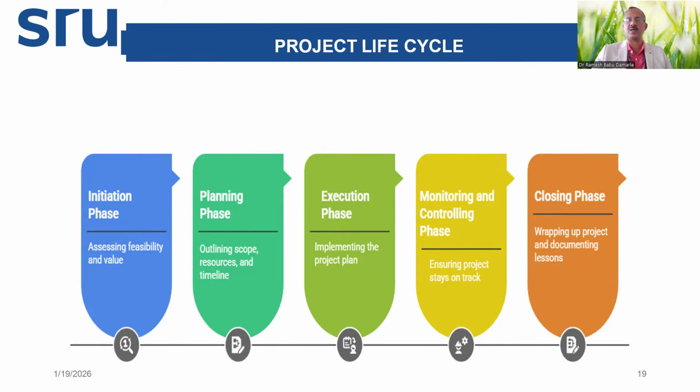The next phase is the monitoring and controlling phase. During execution, we need to carefully monitor and control the project so that it is on track, on scope or budget or schedule. In the closing phase, the project will be wrapped up and the lessons are documented. The project is handed over to the client and operational maintenance. Let us see the characteristics during various phases.